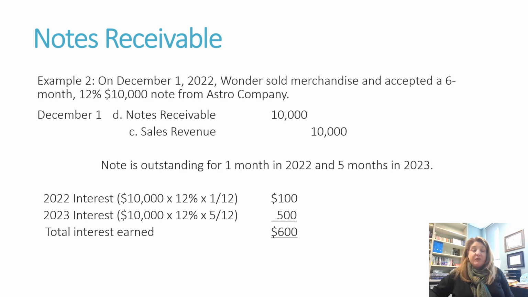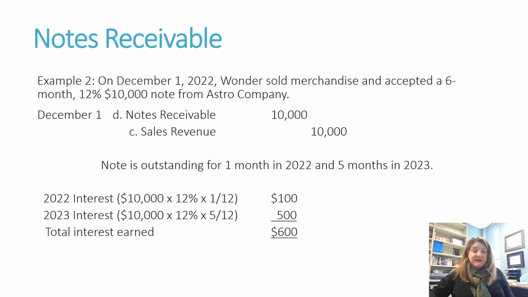So a second example, we have December 1 of 2022, Wonder sold merchandise and accepted a 6-month 12% $10,000 note from Astro Company. We're going to make the same entry to record the sale and the receipt of the note, a debit to notes receivable and a credit to sales revenue. But at this point, we want to note that it's a 6-month note. The sale took place on December 1 of 2022.